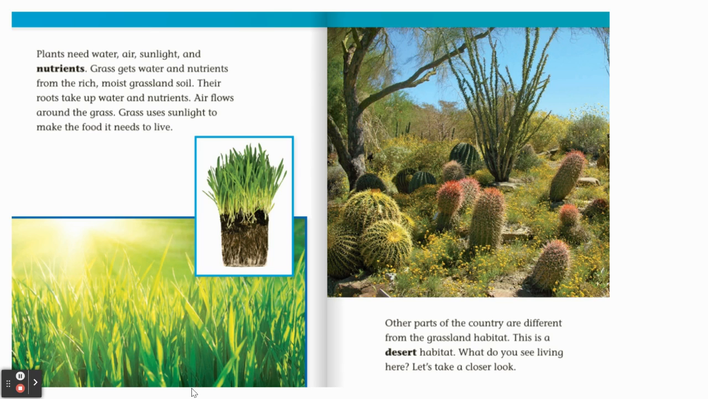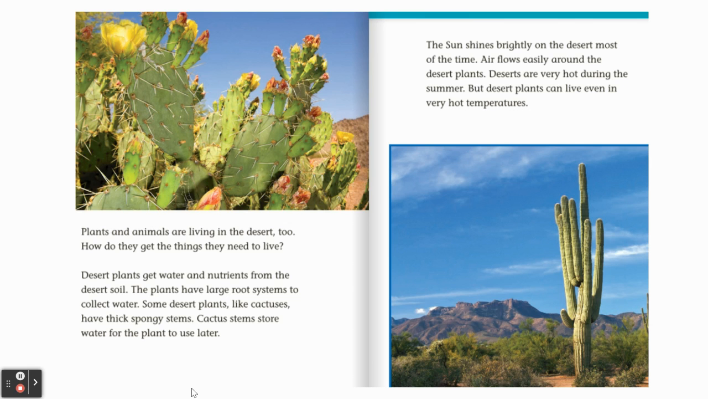Other parts of the country are different from the grassland habitat. This is a desert habitat. What do you see living here? Let's take a closer look. Plants and animals are living in the desert too. How do they get the things they need to live?